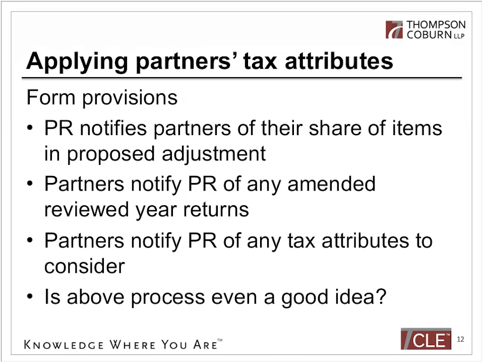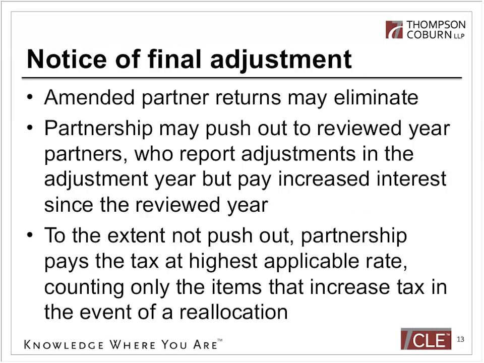Now, there are some people who say, don't go through any of this and just do what's called a push-out election, which I'm going to get to in a moment. If the amended returns take the full responsibility for all of the tax attributes, then there may not be a notice of final adjustment. There might be a 0. But the partnership would have to pay the tax unless it decides to push out. The partnership representative is allowed to push out those items to the reviewed year partners.